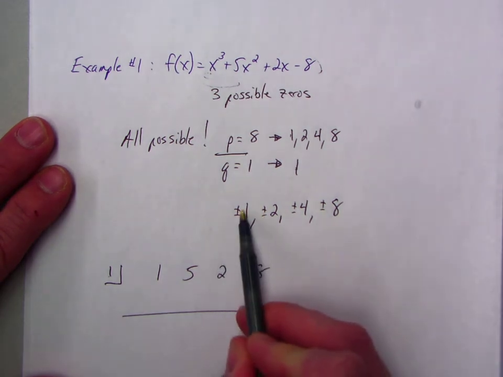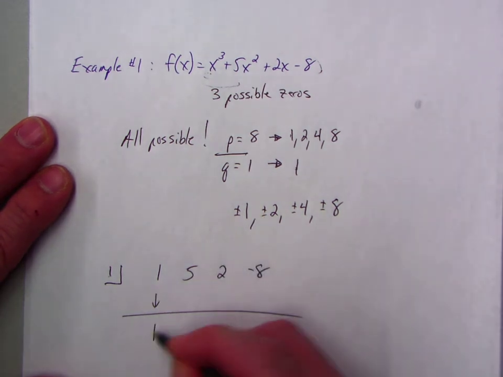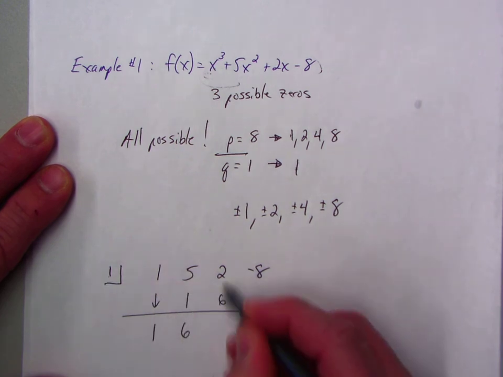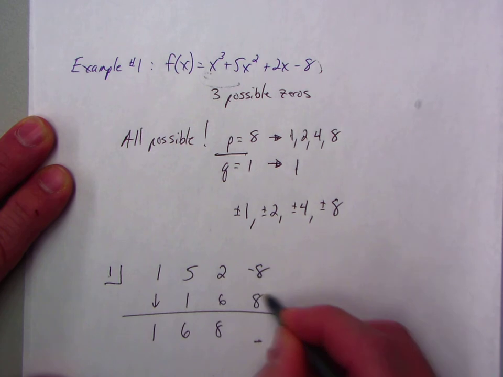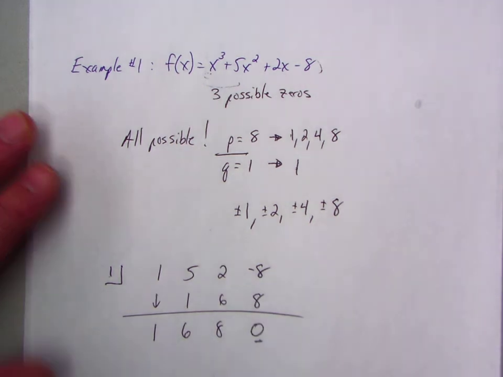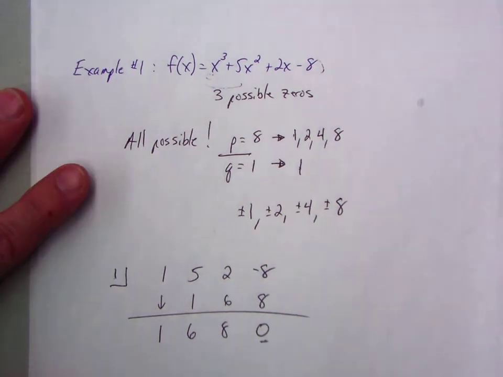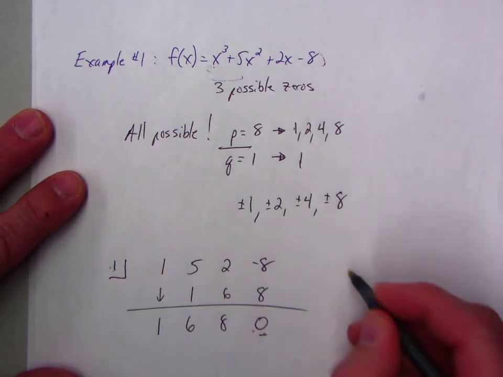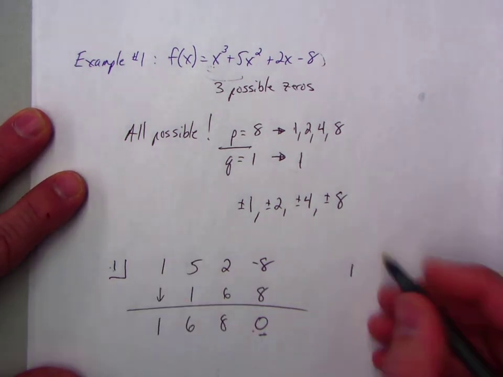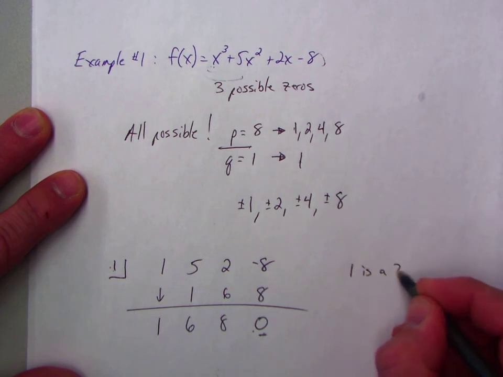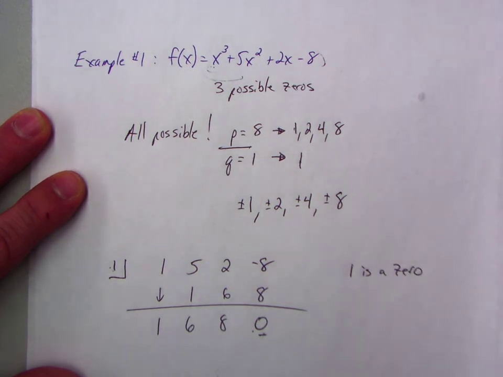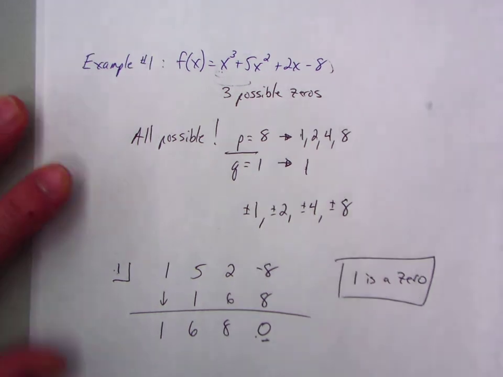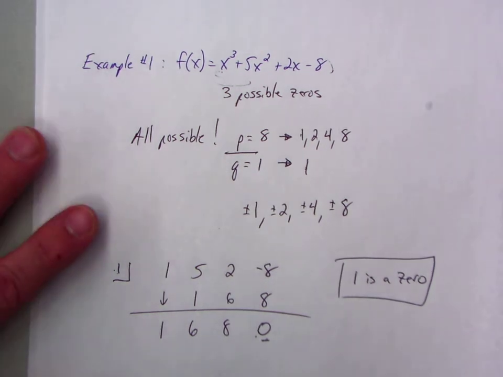All right, so here we go. We bring down the first one, which is 1, multiply, add, multiply, add, multiply. Well, that was nice. We got lucky. First one we tried, we got it. So positive 1 is a 0. Okay, so we found 1. Now we want to find the other ones, if there are any.